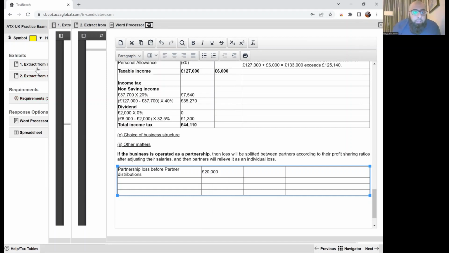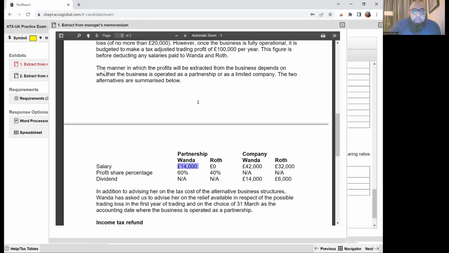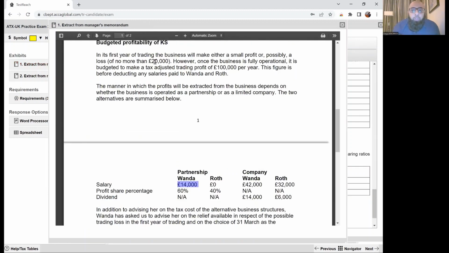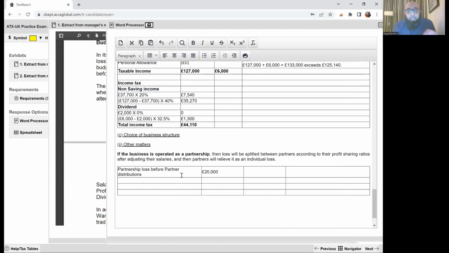You can see here it's written that the partnership will make a loss of no more than 20,000. Now, Vanda will get a salary of 14,000 and then there is a split of 60-40. So what will happen is, partner's salary for Vanda, which is 14,000.